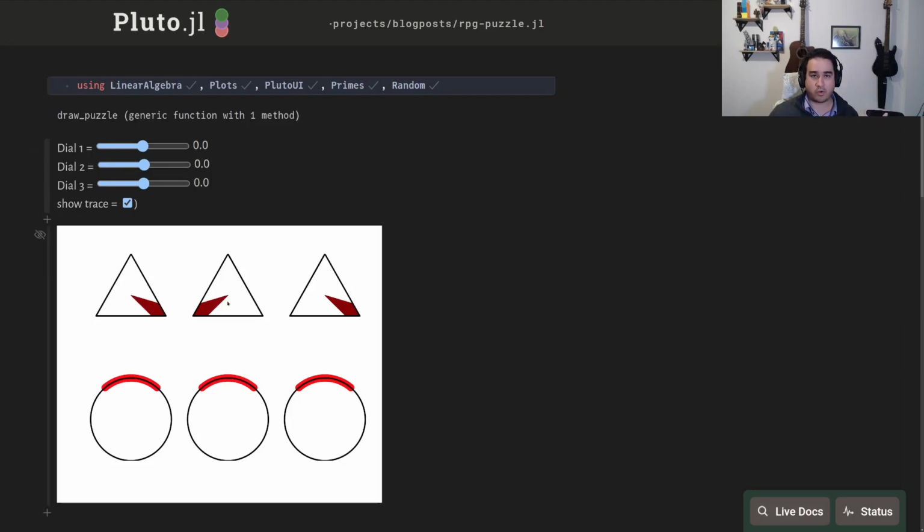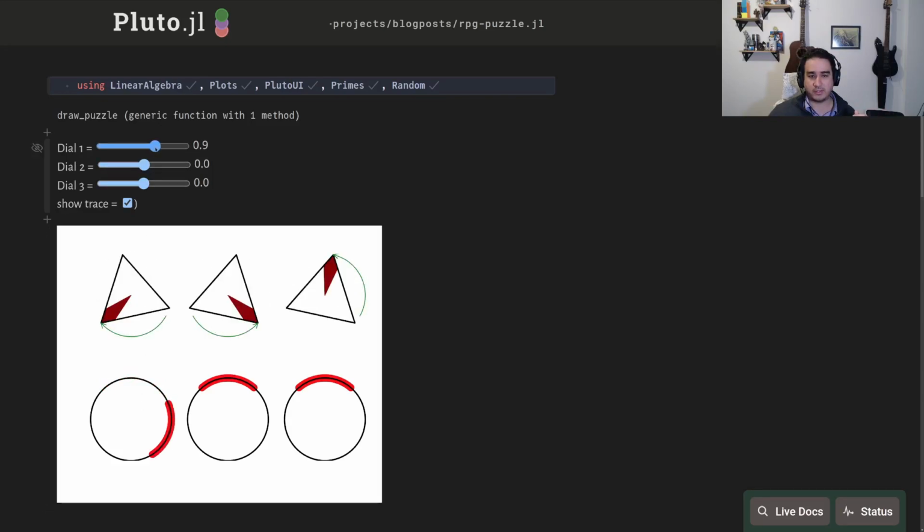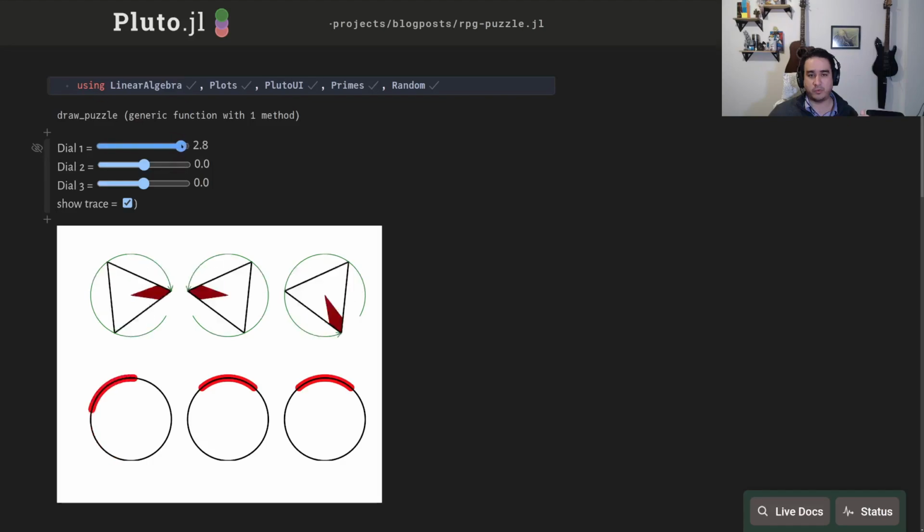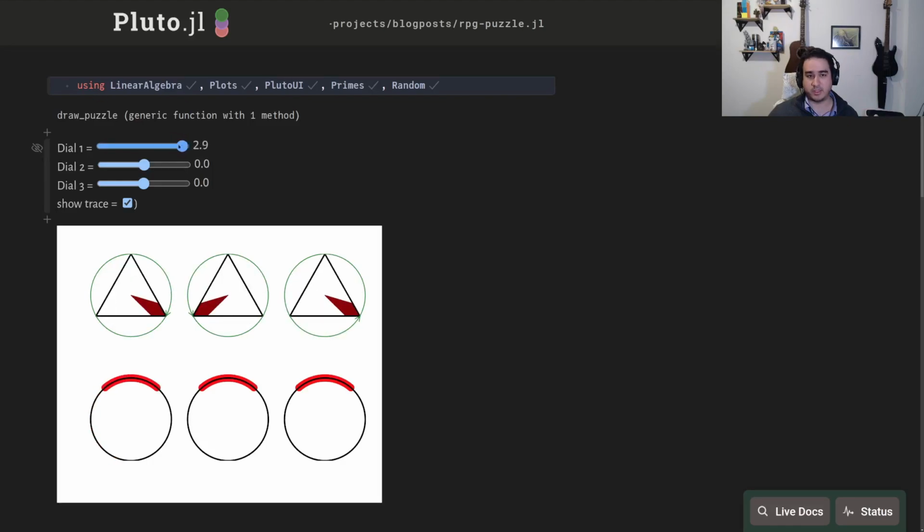And the core of the solution is that you only have 3 configurations per dial. So if you leave it as is, you have essentially the number 0. If you move it 1 to the right, you have the number 1. If you move it 1 more to the right, you have number 2. And if you move it 1 more, you have 0 again. So you can think of 0, 1, 2 or -1, 0, 1.